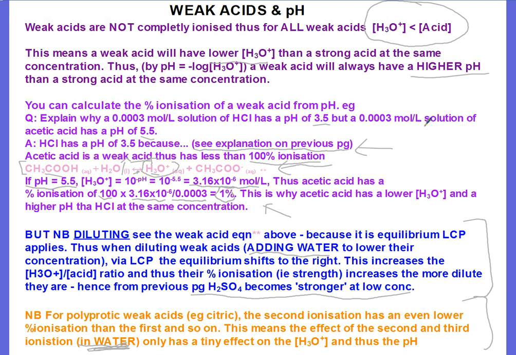And just for the record, the acids you've got to know: HCl has 100% ionization, so it's strong; acetic acid has about 1% ionization; and citric acid is the third one you've got to know, it's got about 8% ionization.